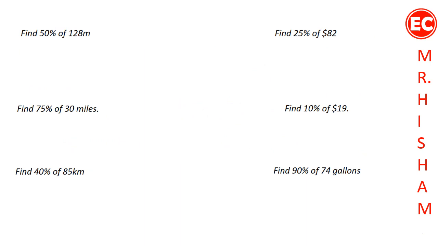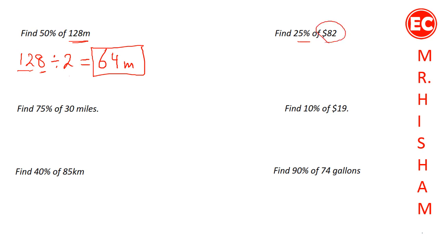As we said, if I want to find 50% of 128 meters, all I need to do is divide 128 by 2. 12 divided by 2 is 6, and 8 divided by 2 is 4, so it's 64 meters. If I want to find 25% of 82, all I need to do is divide 82 by 4, and I can simplify up and down. Divide by 2 up, divide by 2 down, it's going to be 41 divided by 2, and 41 divided by 2 is 20.5.